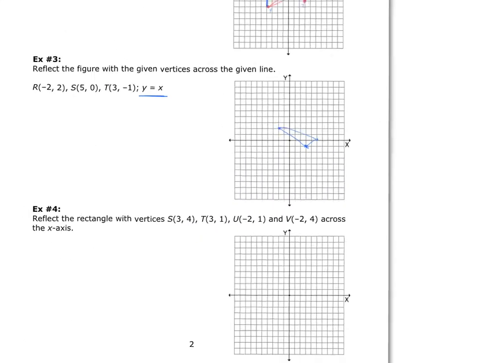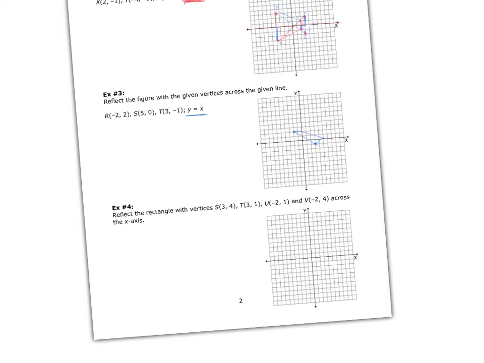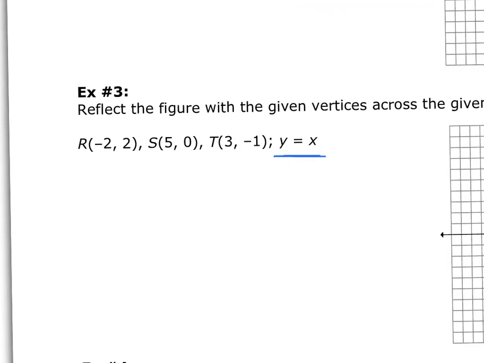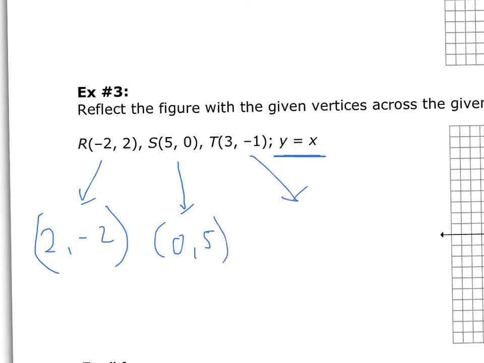Okay, so once you have your 3 points, you can go ahead and connect those dots. All right. Okay, now our reflection line is going to be y equals x. So we need to go ahead and basically, for every value that's y, that will now become the x. Really, all you're doing is flipping around the coordinates. So your r goes from negative 2, 2 to 2, negative 2. You're just flipping the coordinates. X is y and y is x. Okay, so for your s, instead of 5, 0, you would have 0, 5. And for your t, you would have negative 1, 3.